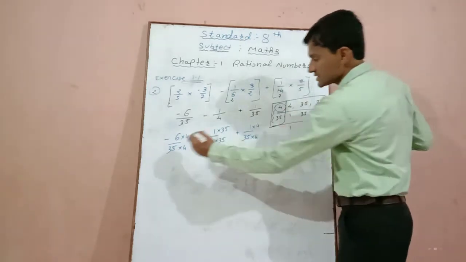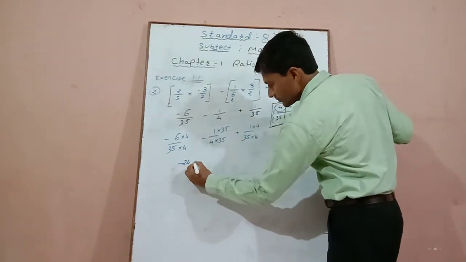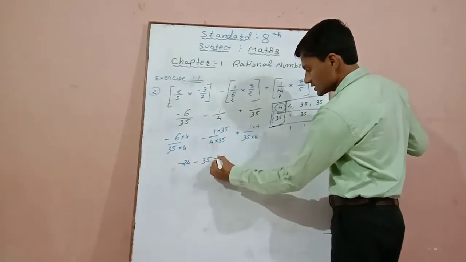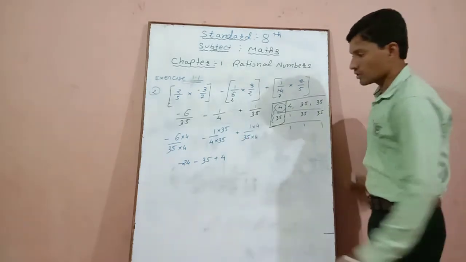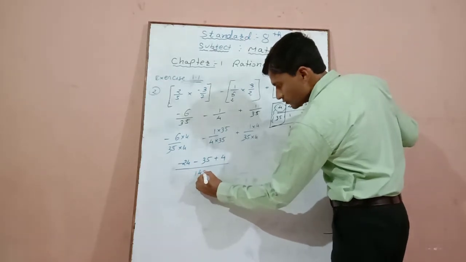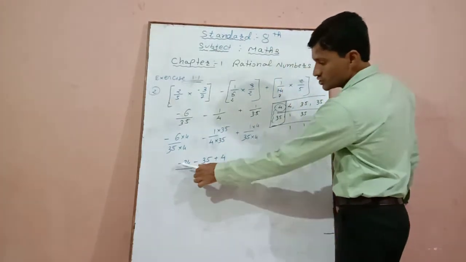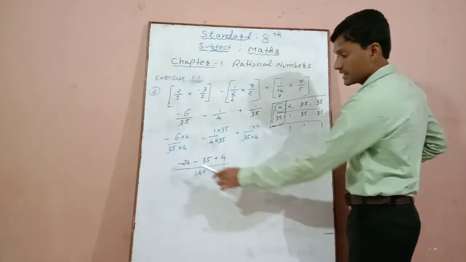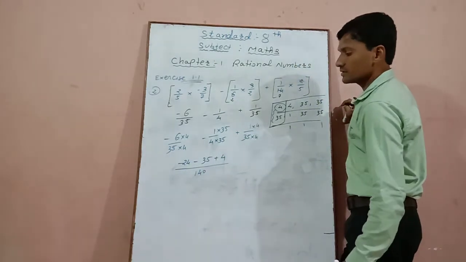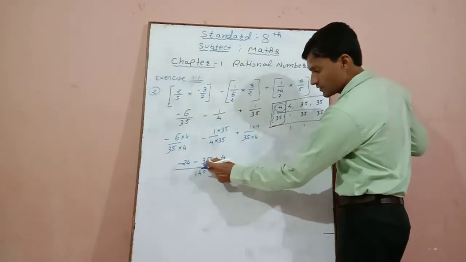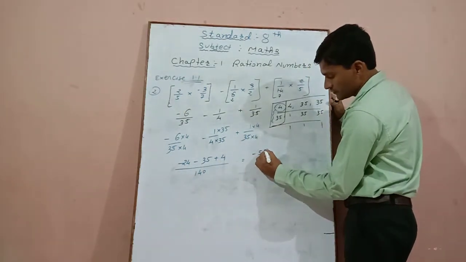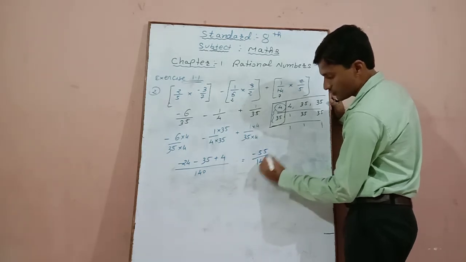Okay. Now 6 4s are minus 24. 1 into 35 is minus 35, plus 1 into 4 is equal to 4. And common LCM of 35 into 4 is equal to 140. These two numbers are in minus, so minus minus will be plus. So 24 and 35 is 59, which will be the answer. From 59, 4 is deducted. That means remaining answer will be minus 55 divided by 140.